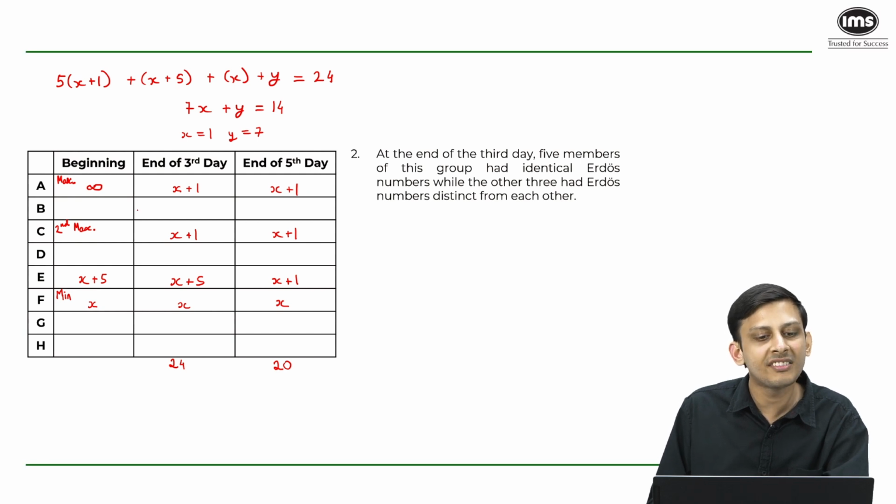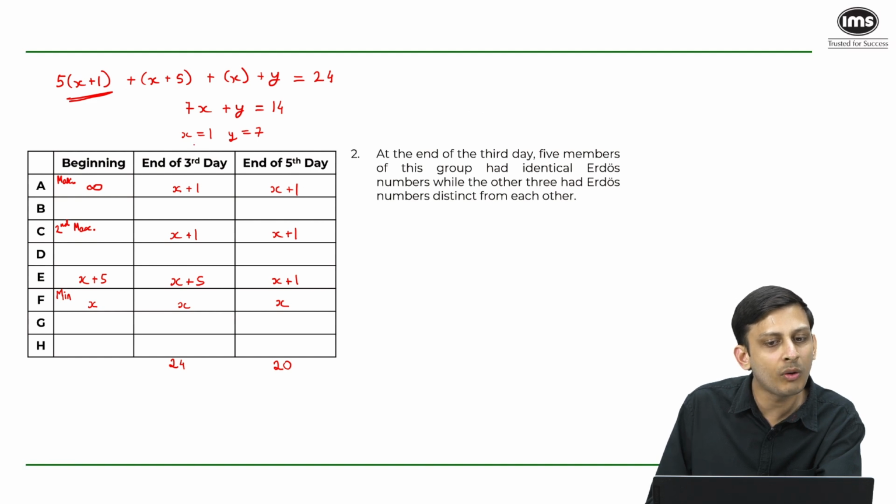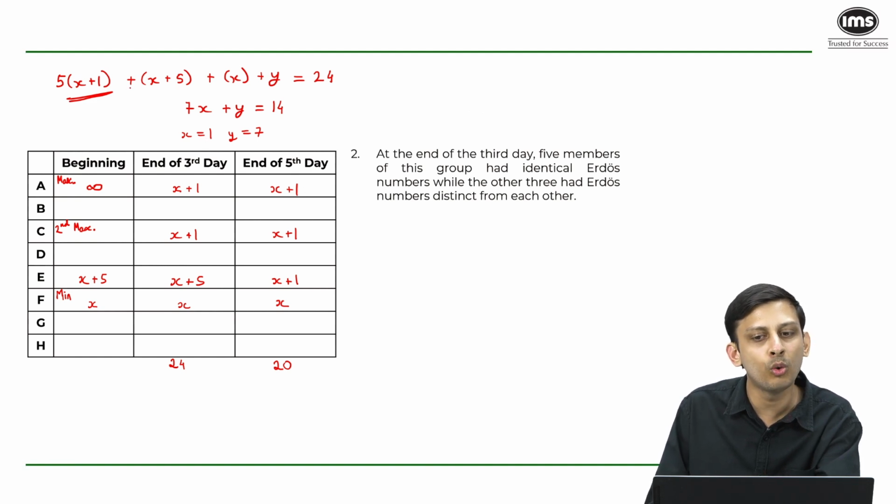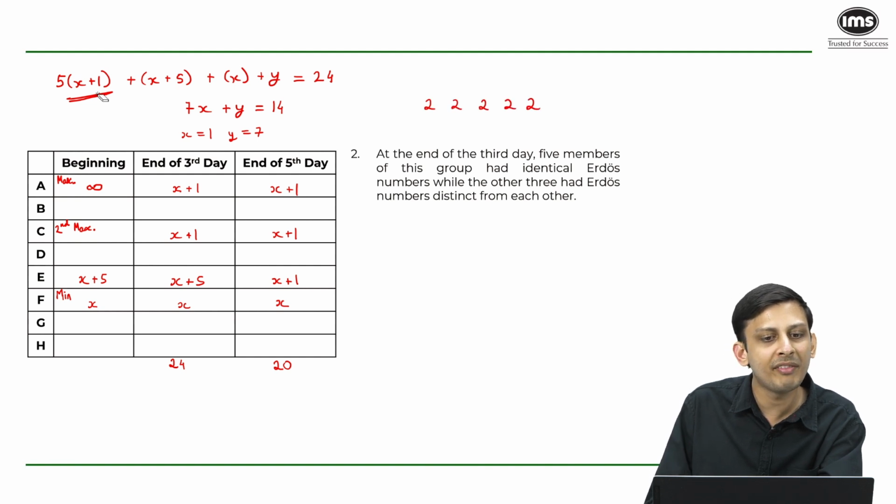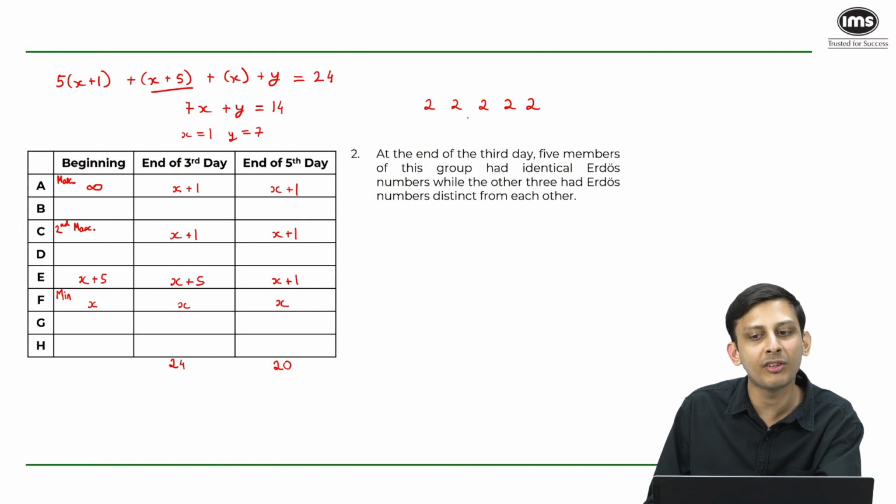Now we can start plugging in these values, but we will not use the same table now, because the problem will be that we'll get all the values. So if I write down the 8 values at the end of the 3rd day, we will have 5 values which are x plus 1. x is equal to 1, so x plus 1 will be 2. So we will have 5 values which are 2: 2, 2, 2, 2, 2. Then we will have one value x plus 5, so 1 plus 5, which will be 6. One value which will be x, so that will be 1. And one value which will be y, which will be 7. So these will be the 8 Erdos numbers at the end of the 3rd day.